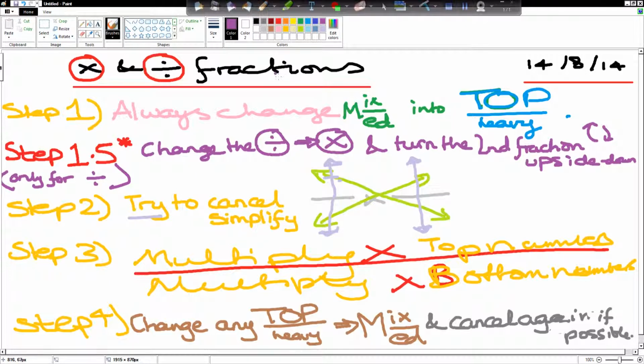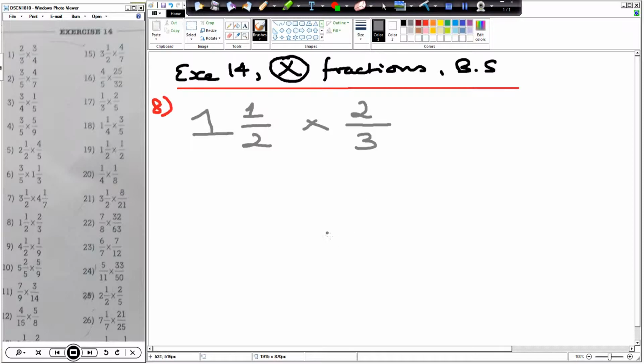Right, what we need to do now is move on to some questions. Okay, we're going to pause it here. We're going to be looking at exercise 14, multiplying fractions, basic skills book. The exercise is here on the left hand side over here. Question number 8 is over here. Now, let's follow the rules. We can't see the rules at the same time here because I've had to clear the page. I will go through the rules verbally.